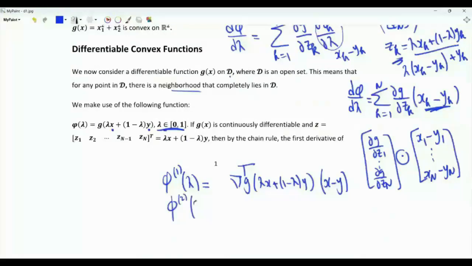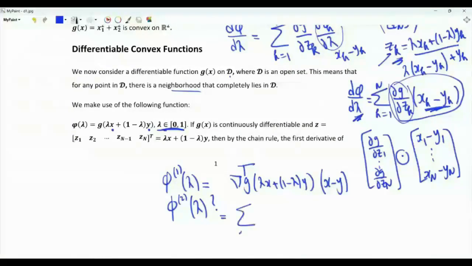What about the second derivative of the function phi? The second derivative is the derivative of the first derivative. So we need to differentiate every term here. Xk minus yk does not depend on lambda, but we have this partial derivative. And the partial derivative is generally a function of z1, z2, all the way to zn.